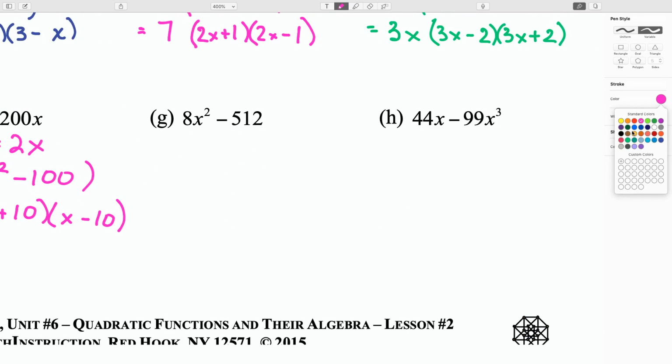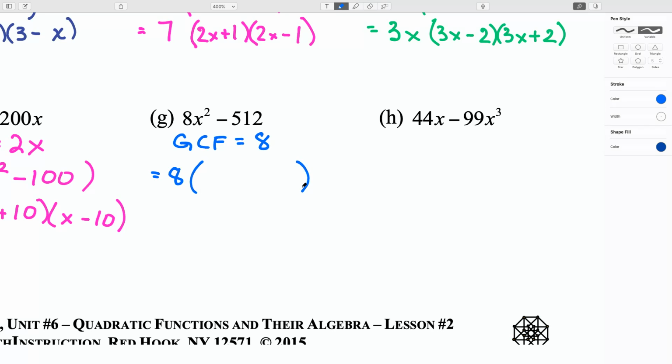Let's do G. We're going to go to 8 and 512, probably 8. I'm going to need my calculator in a second. So 8 times x squared gives me 8x squared. And 512 divided by 8 is 64. So now I use the difference of perfect squares method to get my conjugate pair. Put my x's plus 8 minus 8, because 8 times 8 is 64.